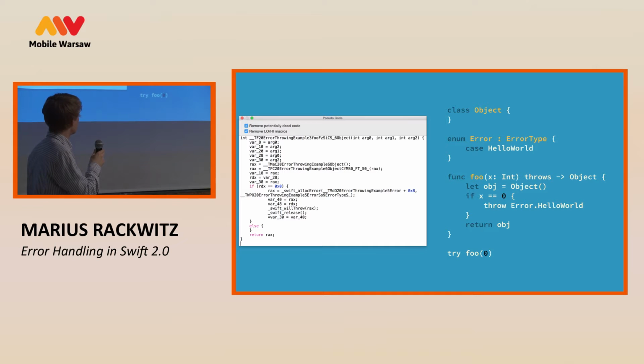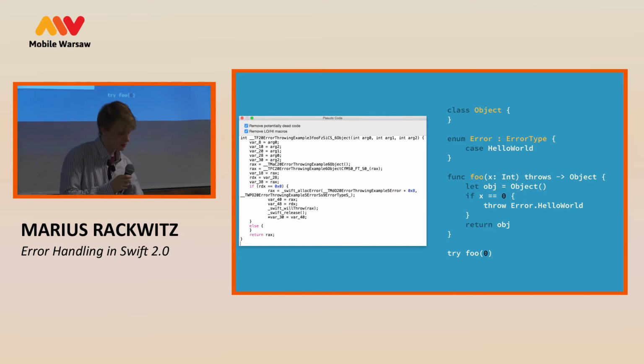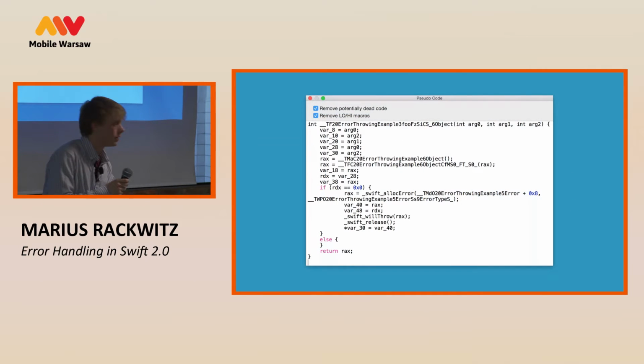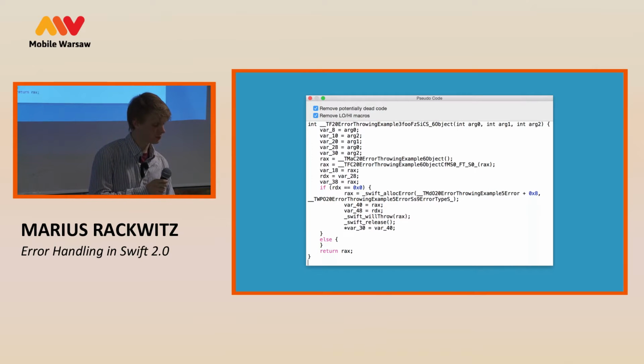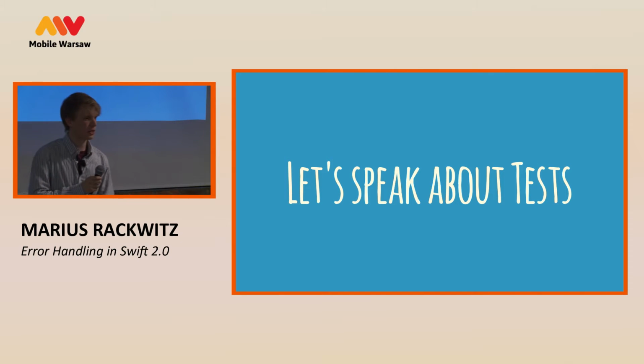In the end, it all goes back to the same way to handle errors like in Objective-C, and stays in that way on an assembly level, API compatible as well. So I don't know how it was seen from the back row, perhaps a little bit bigger. Yeah, and as the next chapter, let's speak about tests.